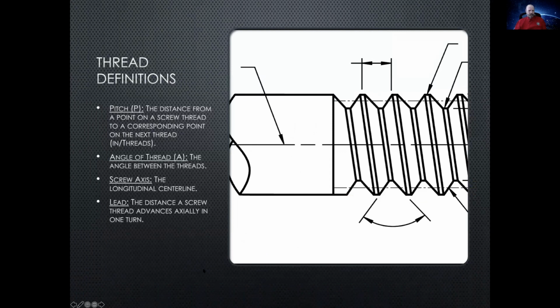And then we got some more things. We got pitch, angle, screw axis, that's what's going down the middle here, and lead. And lead is related to pitch. It's the distance the screw thread advances actually when you do one turn. So when I turn the screw one revolution, how far in does it go? That's what they call the lead, okay?